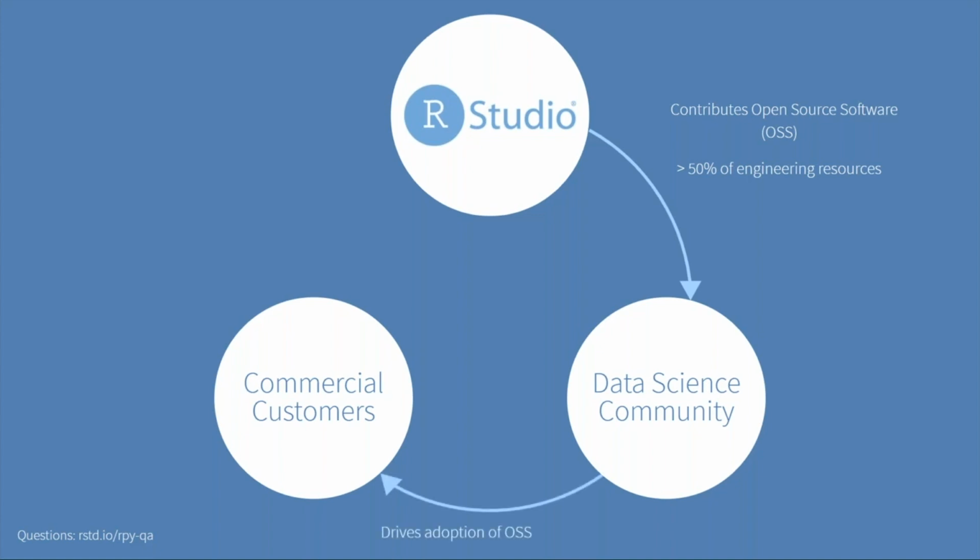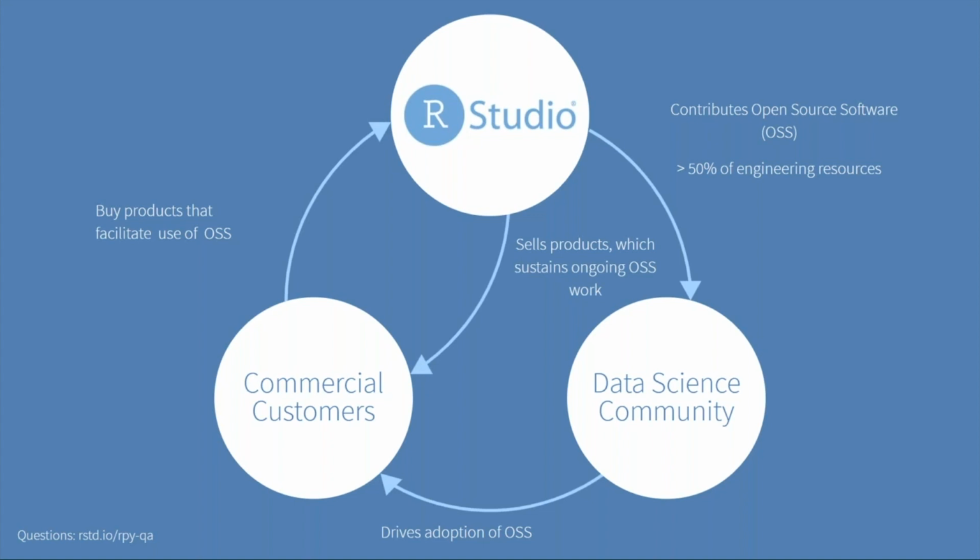As the data science community adopts open source software, this drives adoption within larger enterprises and commercial customers. These commercial customers, in turn, buy our pro products that are focused on helping scale out and operationalize open source data science. And by buying our pro products, that provides RStudio the funds so that we can sustain our ongoing open source work. We call this idea the virtuous cycle, this idea that we're supporting our mission to deliver free and open source software to the community by selling the pro software to the enterprise companies that need those features.